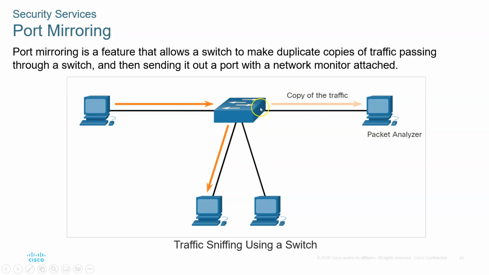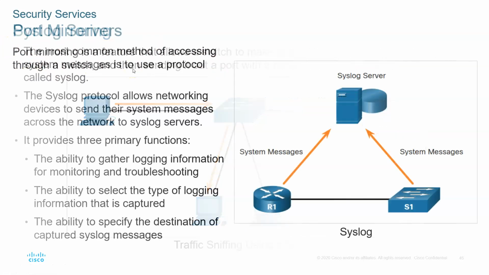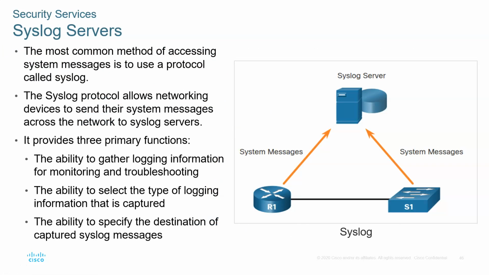But you have to configure this port on the switch to be mirrored, which means every frame that comes in, I get a copy of it. So write this statement down for port mirroring. That would help you set up an IDS system.